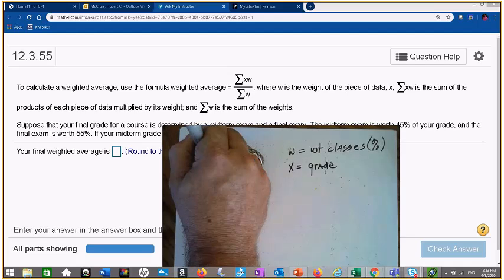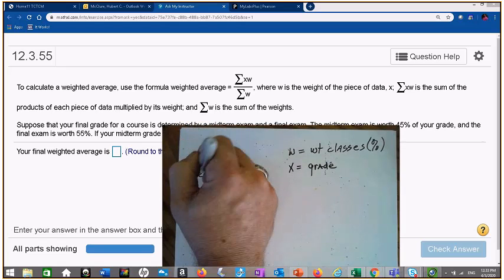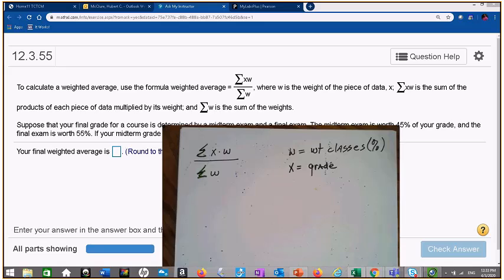Okay, when you see that funky E, that means add them up. Okay, hold on a second. That might help a little bit. There ain't much light. I'm trying to get a little bit more light in here where you can see it, but the summation of xw over w. All right, so that takes care of the directions.